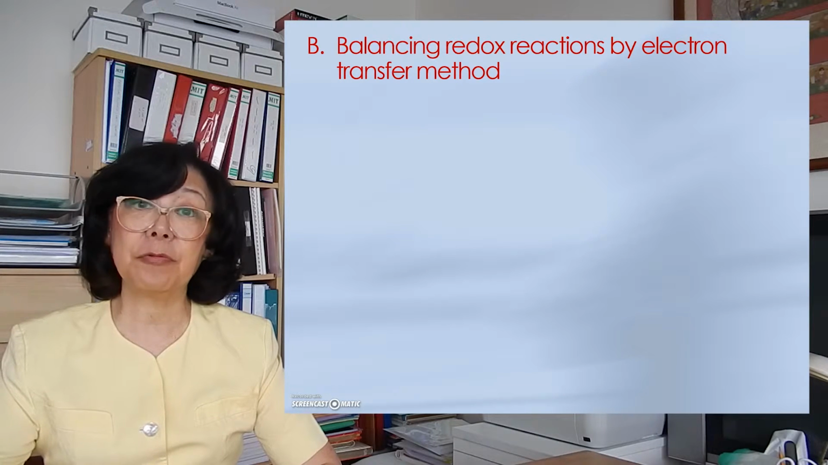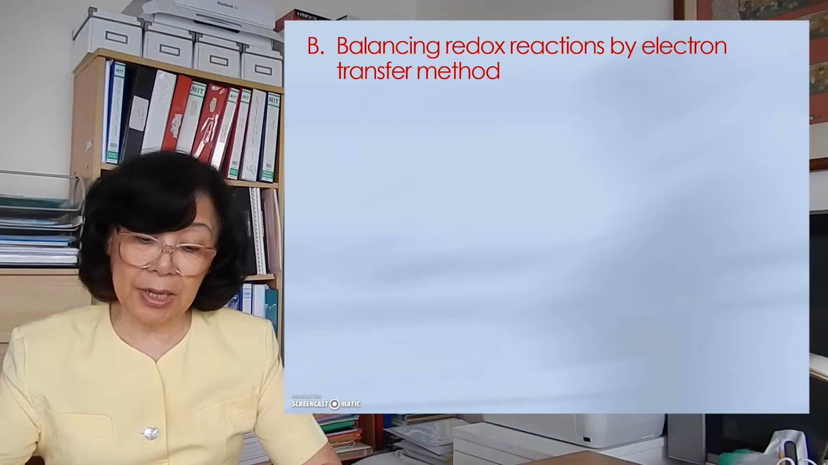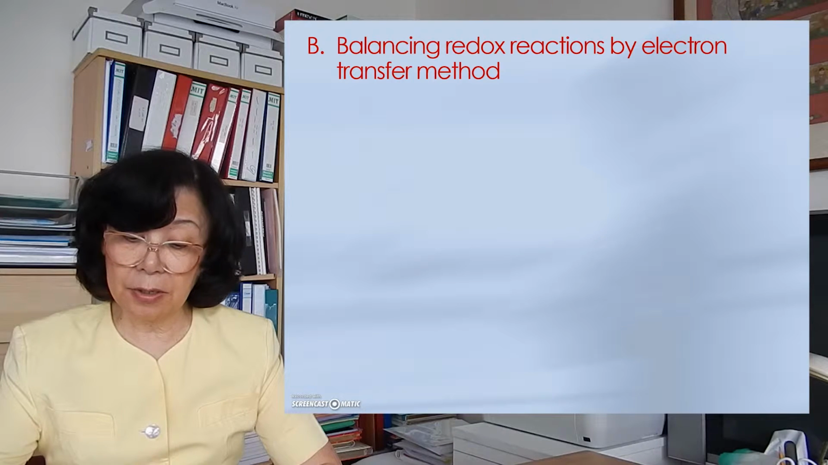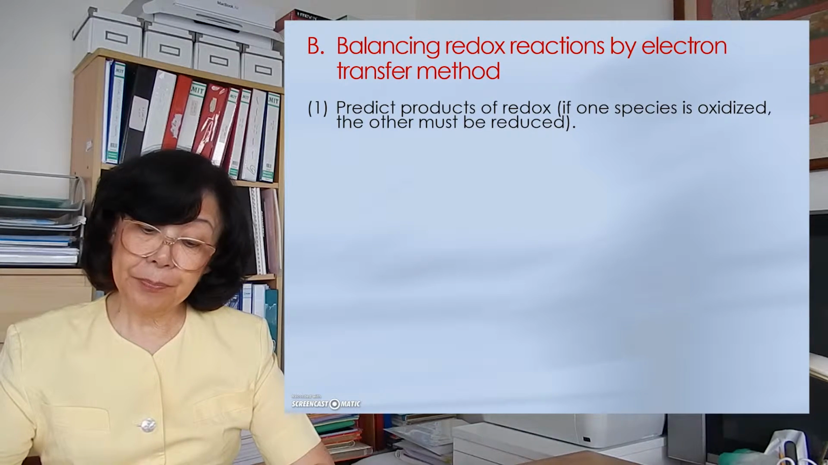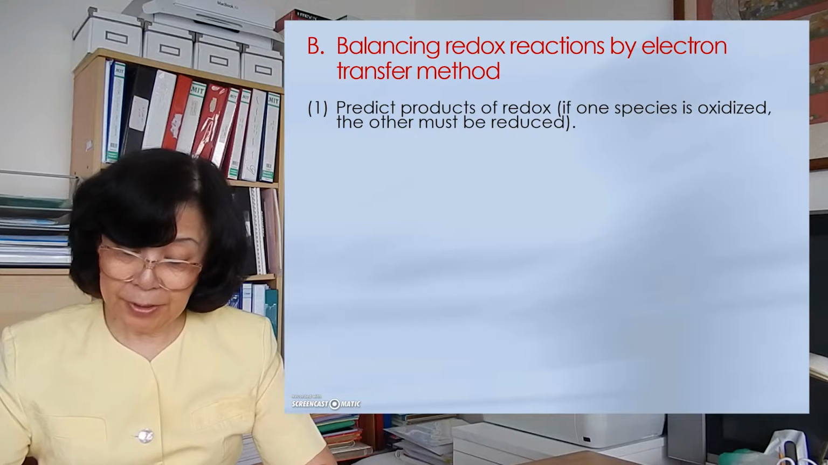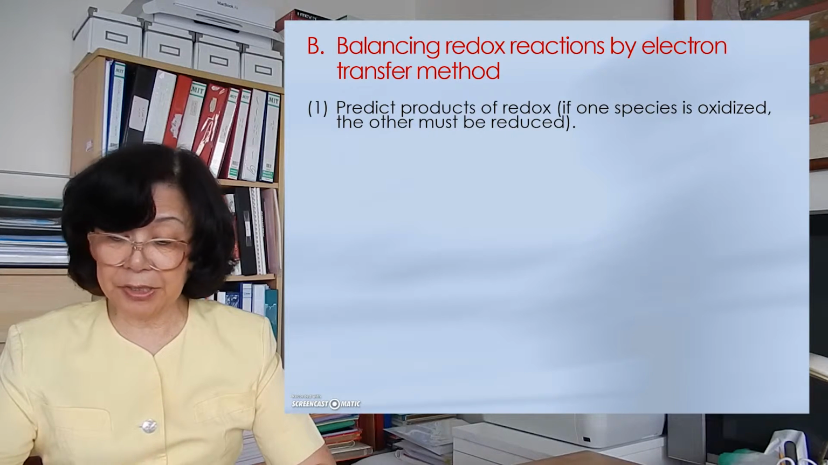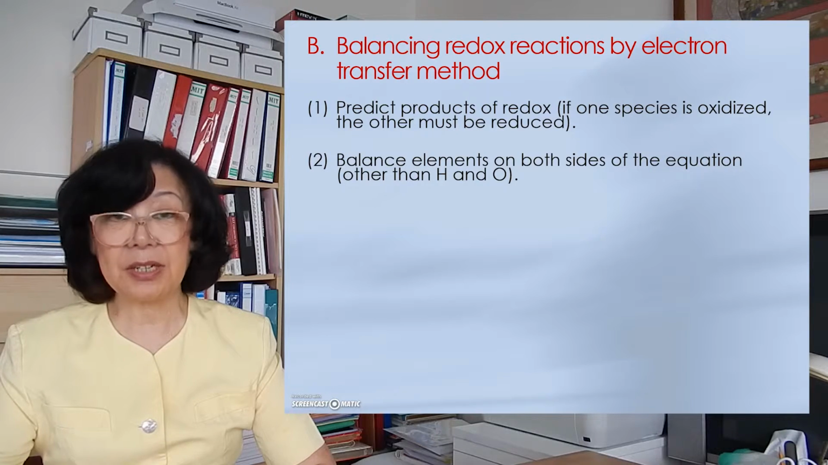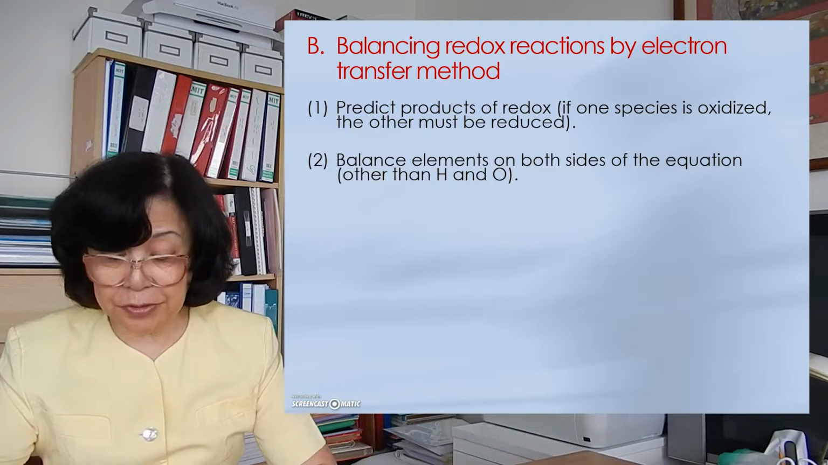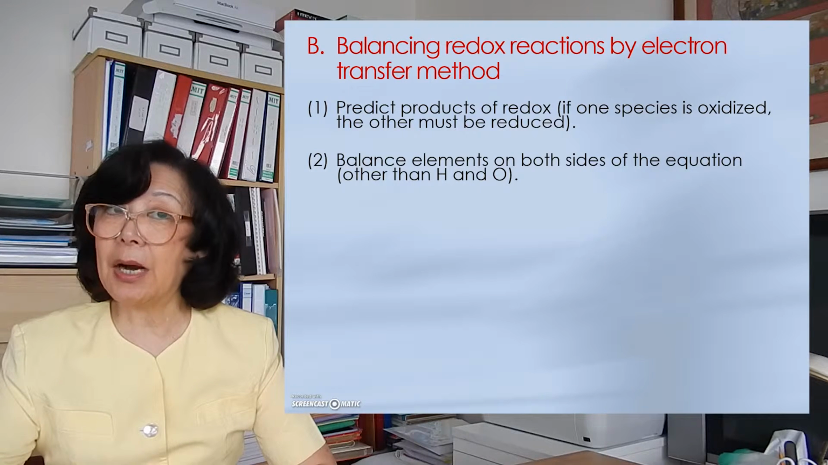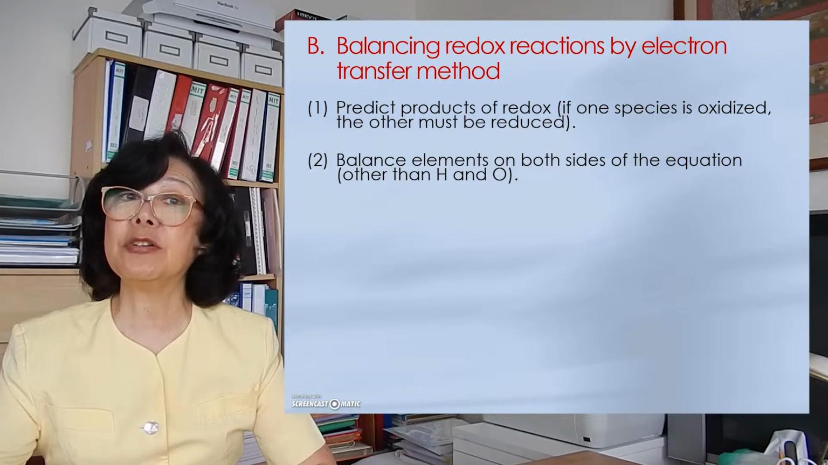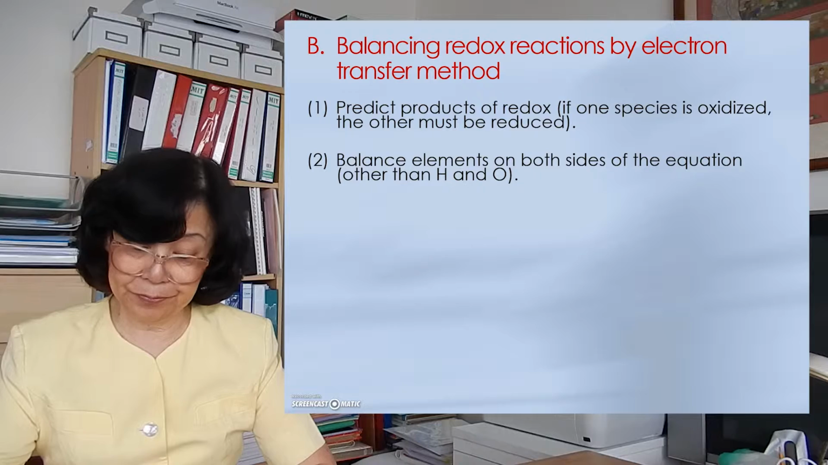The hints will be given, but you need to know how to balance it. Balancing redox reactions, we have 2 methods. One we call the electron transfer method, or we also call that the oxidation number method. First of all, we predict the products. If one is oxidized, the other one will have to be reduced. And now we balance the atoms on both sides without the H and O. Leave that till the very last minute.